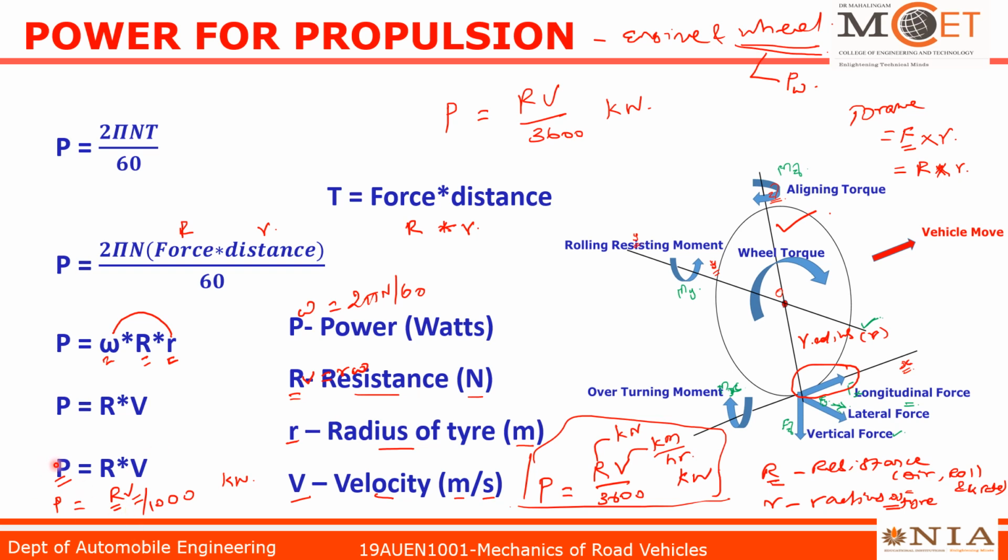This formula is also right. P equal to R into V. Here you get the value in watts. R you substitute in Newton, V velocity in meter per second. If you want to calculate it in kilowatt, you can divide it by 1000, which gives the value in kilowatt. If you want to apply the resistance in kilonewton and vehicle velocity in kilometer per hour, you can use this formula, which gives the value in kilowatt. You can use anything.